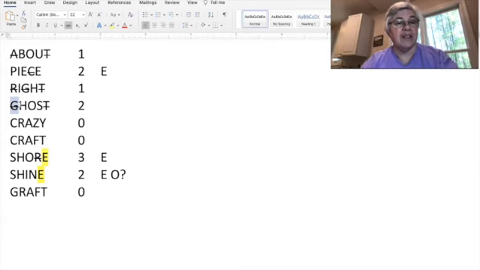But now I have S, H, and O, and there are 2 of those. Two of SHO are in the word. 3 of SHO plus E are in the word. And I think it's E plus 2 of SHO. And that is the comparison of ghost and shore. Shine has 1 plus the E. And so I think that of SHO, one of them is S or H, and the other one is O, and that's why I thought O might be correct here. Graft has 0. That just helps me know that it's not the G.